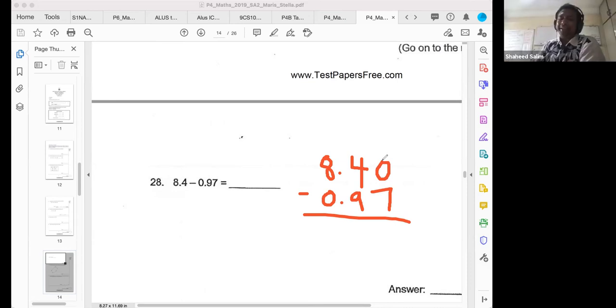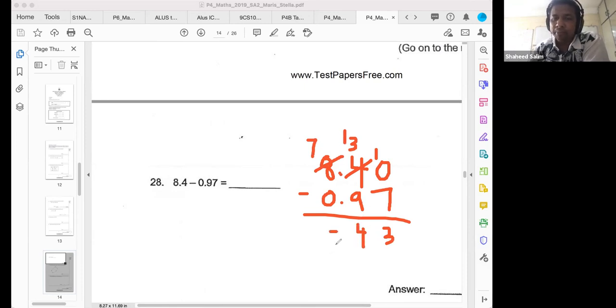Okay, let's see. Okay, here we go. So we minus. So when we write 8.4, you must put a 0 down here, right? So you minus 7. This is 10. 10 minus 7, 3. 3 cannot minus 9. You borrow over here. You get 13. 13 minus 9, you get 4. 7.43.